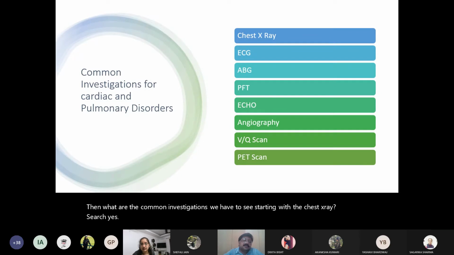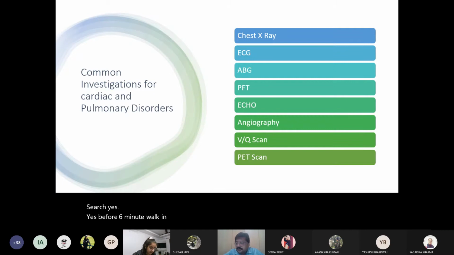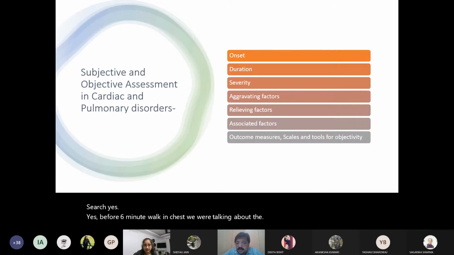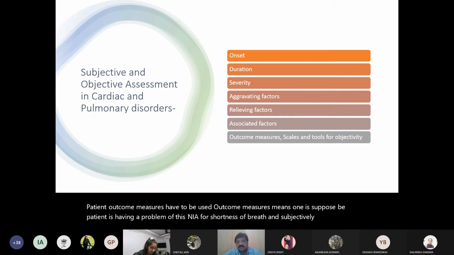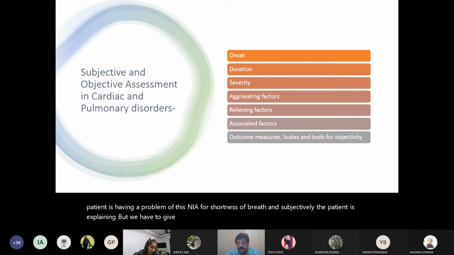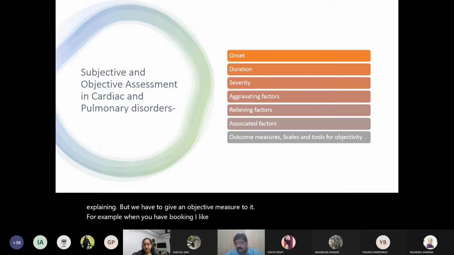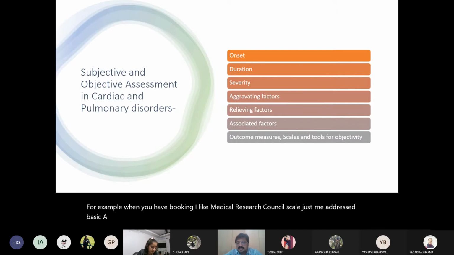Yes, before the 6-minute walking test, we were talking about the patient's outcome measures that have to be used. Outcome measures means, suppose a patient is having a problem of dyspnea or shortness of breath, and subjectively the patient is explaining, but we have to give an objective measure to it. For example, when you have dyspnea, like Medical Research Council scale, dyspnea at rest, dyspnea at basic ADL, dyspnea at advanced ADL, walking slightly uphill, or dyspnea during strenuous activities. So we have an objectivity there.